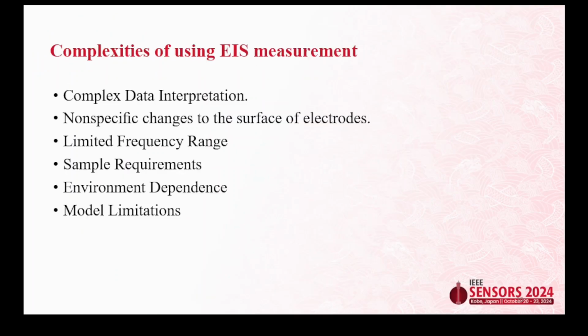So these are some of the complexities of using EIS measurements. Sometimes there are so many equivalent circuits present, and it's very difficult to decide which circuit is the best for my measurement, so sometimes it's difficult to understand or analyze this complex data. The second point is related to the biosensor. There are many non-specific changes that happen at the surface of the electrode because of the oxidation of that electrode as a response to the electrolyte environment in which we are keeping our cell.